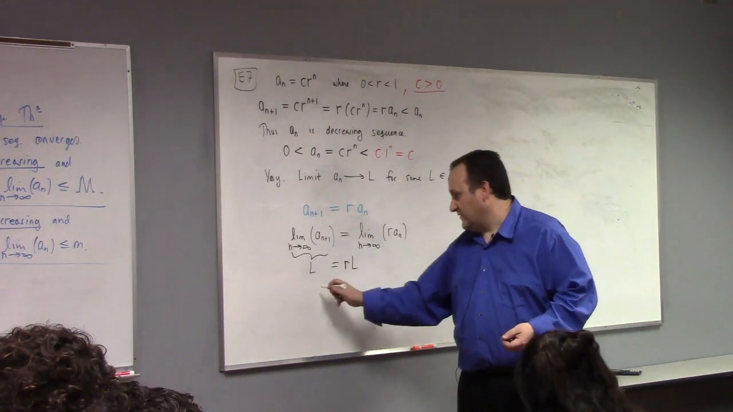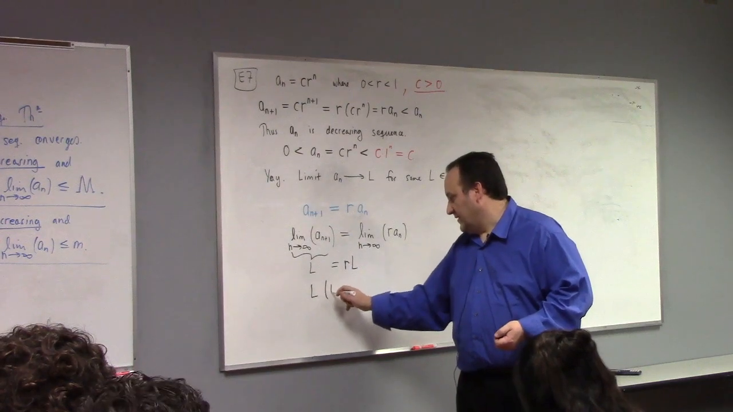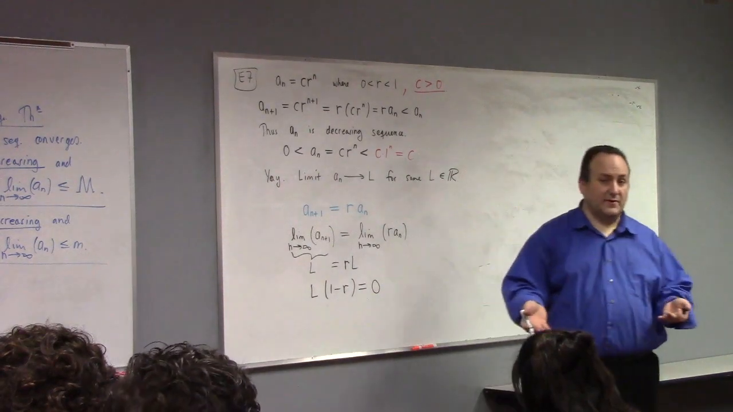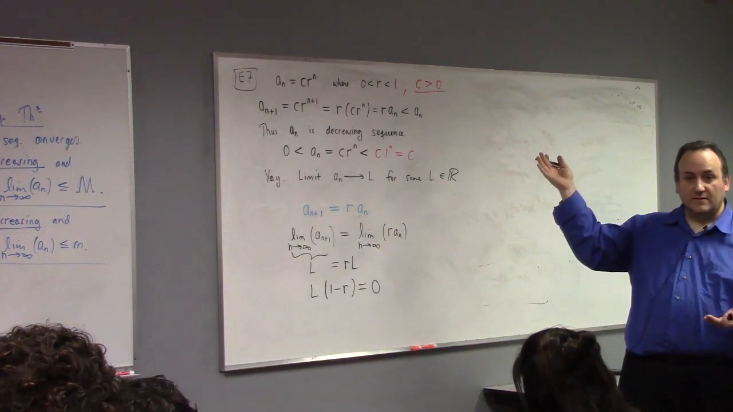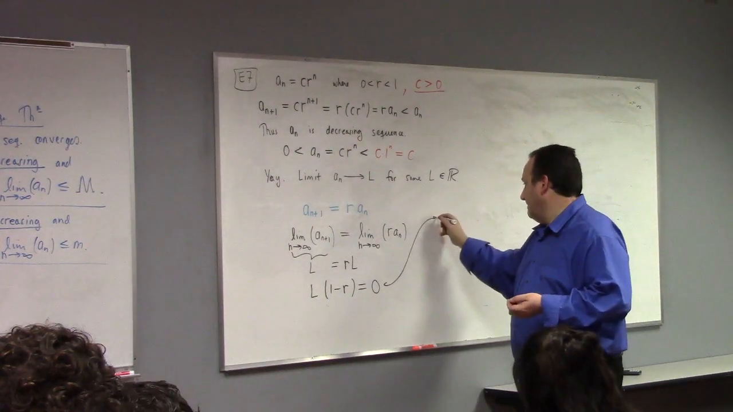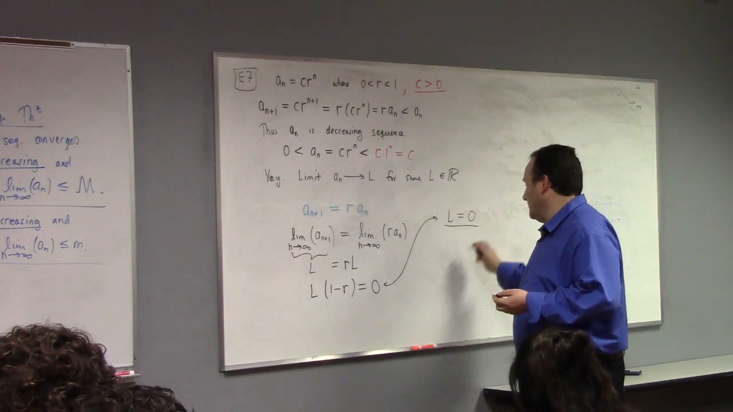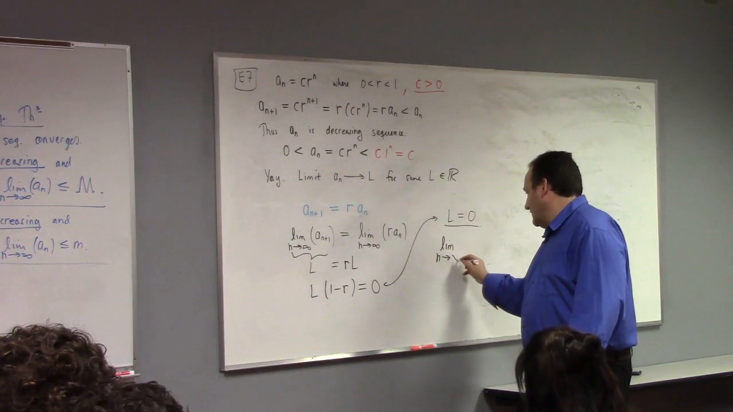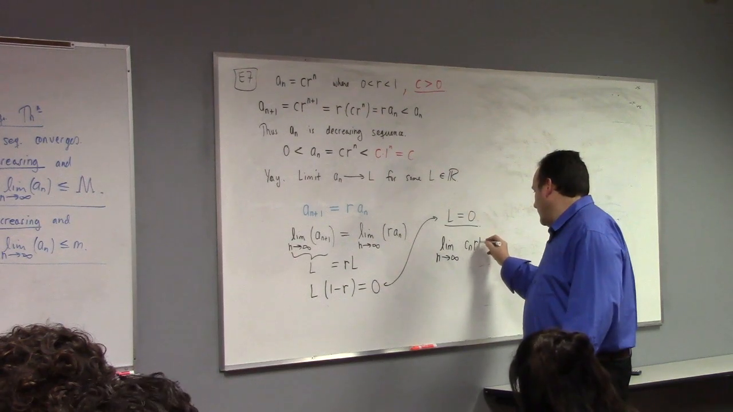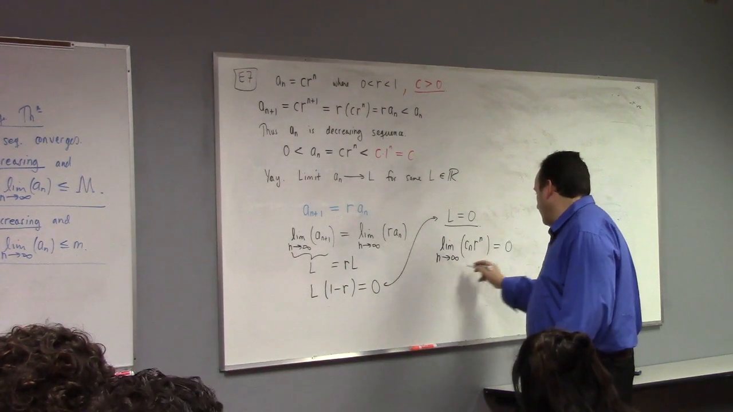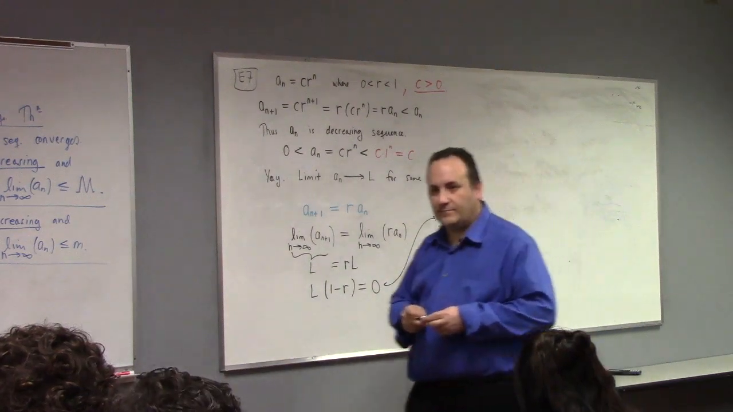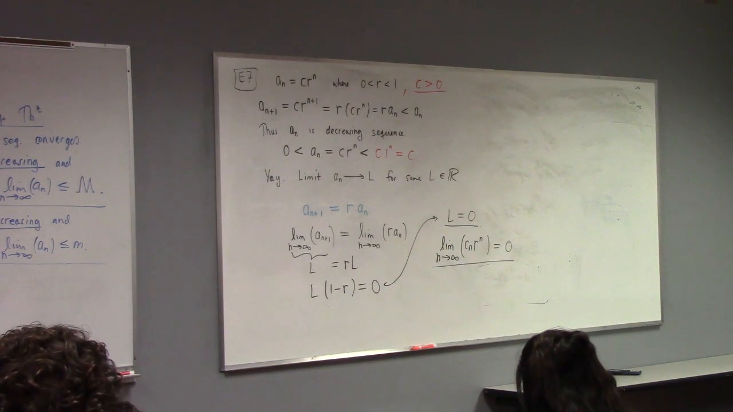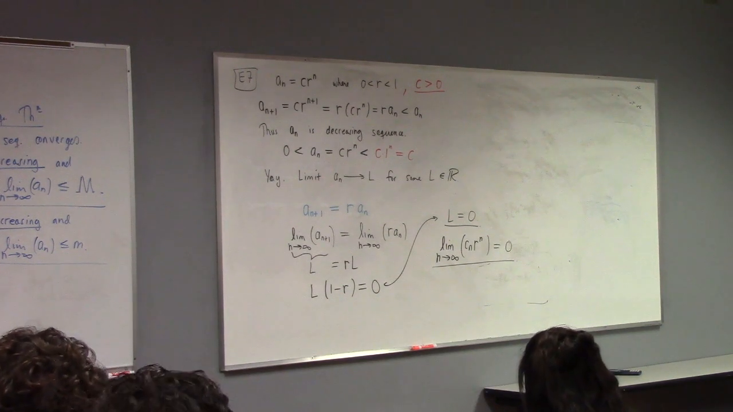So what's the equation we have? We have L times 1 minus r is equal to 0. R is not equal to 1, right, by assumption. Therefore, L is equal to 0. So we have used the bounded monotonic sequence theorem to prove that the limit as n goes to infinity for positive c times r to the n is equal to 0. And that's a pretty typical use of the bounded monotonic sequence theorem.